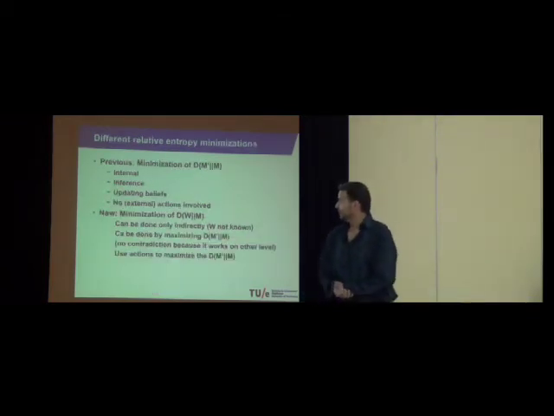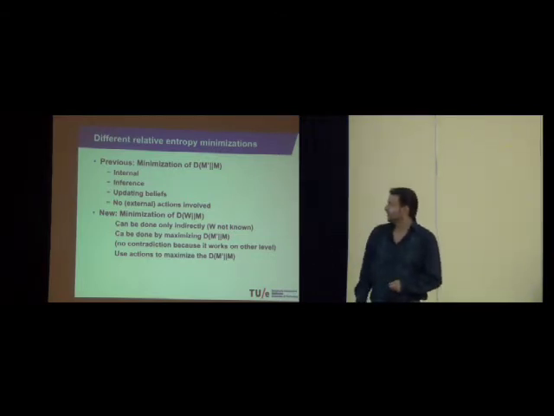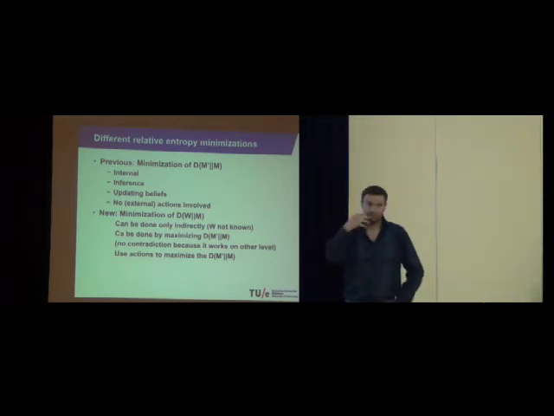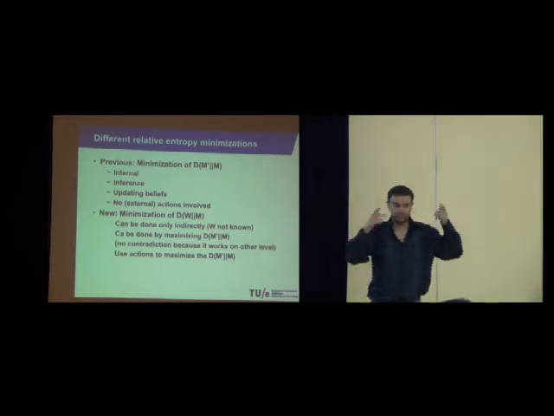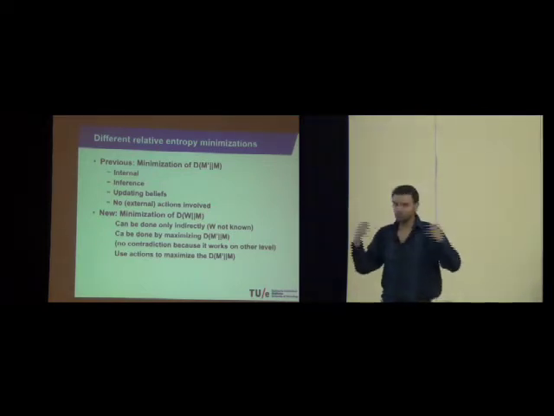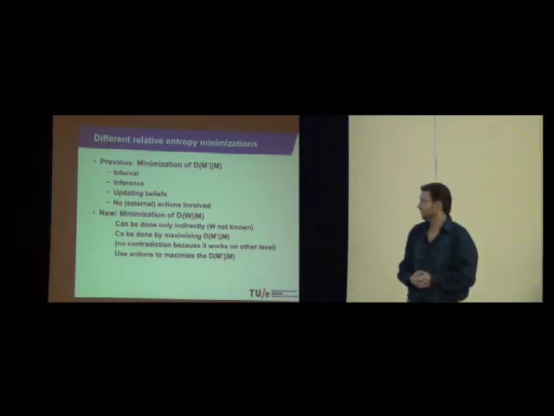So I wanted to go back to the previous. The previous original minimum relativity was based on this term. So it's only internal, so it happens in the mind of the agent. It's used for inference, updating beliefs. So no real external actions are involved.